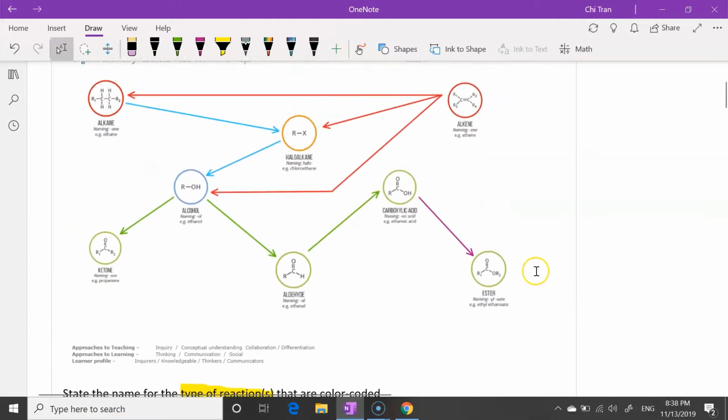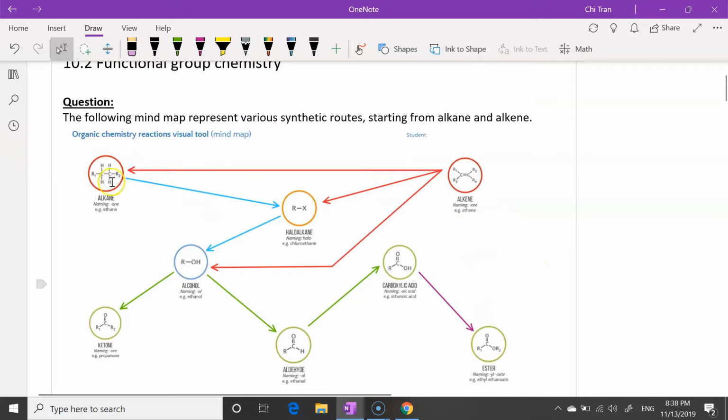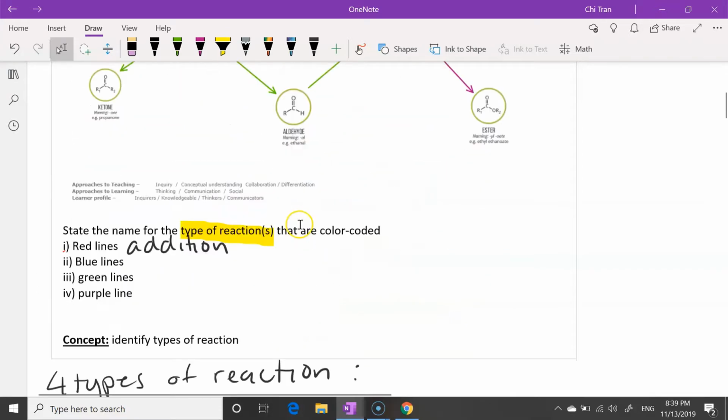Next is substitution, and substitution starts off with a saturated molecule, which is an alkane right here, and one of the hydrogens can be replaced by a halogen to create a haloalkane. And another example is that a halogen can be replaced by a hydroxyl group to make alcohol. So the blue arrows are substitution.